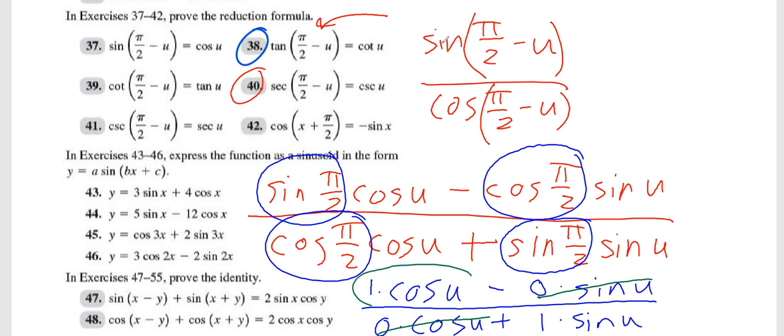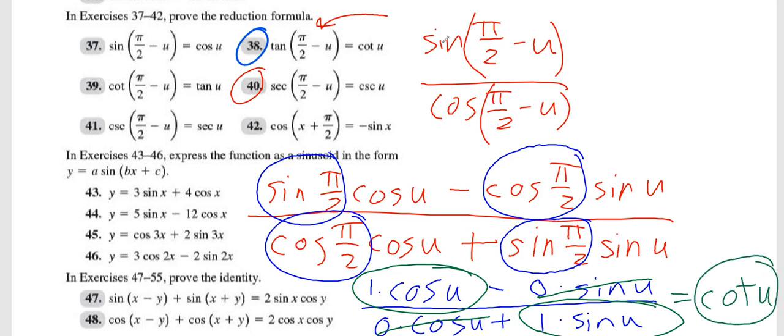So we have cosine u in the top and sine u in the bottom. What's that? Cotangent u. Hey, look, we proved it. It'd be 1 over cosine.